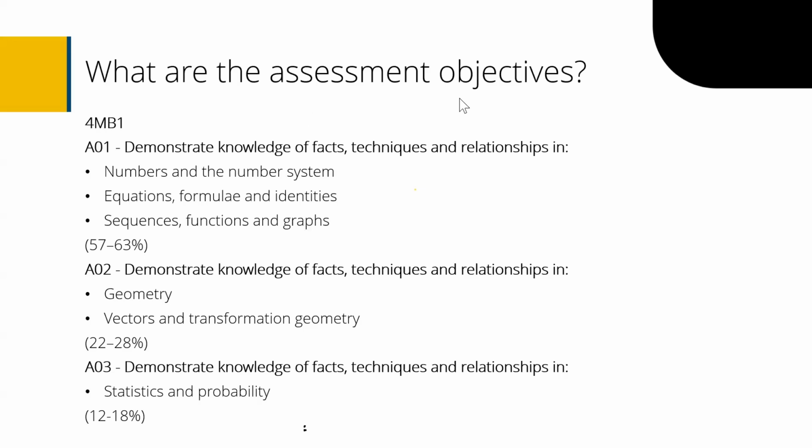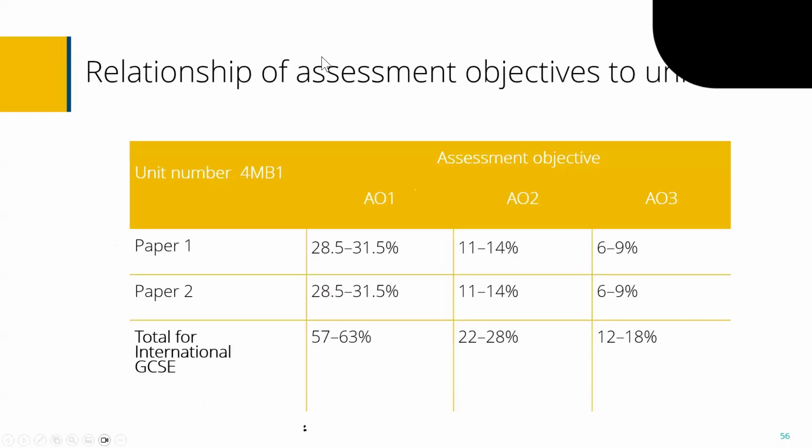And if we have a look at it on a grid, you have the 3 assessment objectives, and paper 1 and paper 2 have the exact same percentage. If you notice, there is an interval for each one, because, based on the type of question that's created, the weighting might move slightly within that range. But examiners, the people who write the papers, have to ensure they keep within the ranges here.